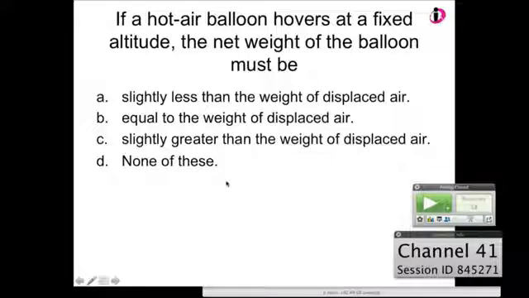Okay. That's right. If it's hovering, it's not going up nor down, so the net force must be 0. The two must be balanced. Thus, it must be displacing its weight of displaced air. That's the buoyant force. The buoyant force equals its weight. To do that, it has to displace the same weight of air. Questions?